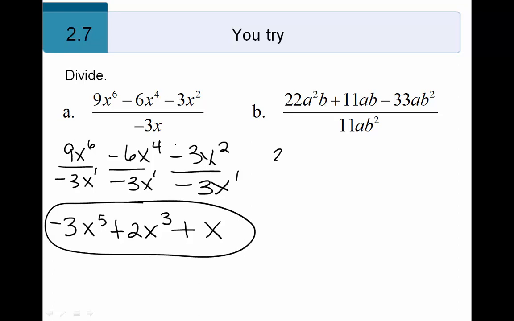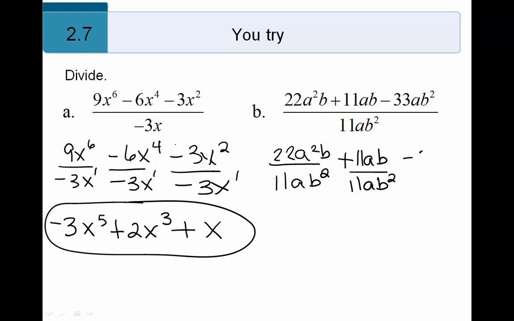Example B, we have 22a squared b divided by 11ab squared. We have positive 11ab divided by 11ab squared. We have negative 33ab squared divided by 11ab squared.